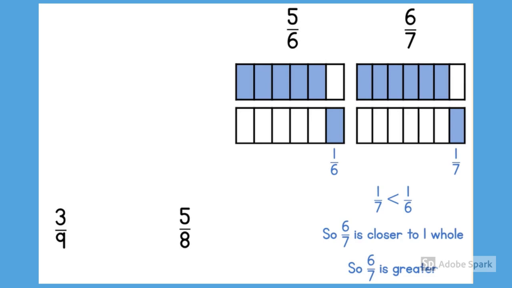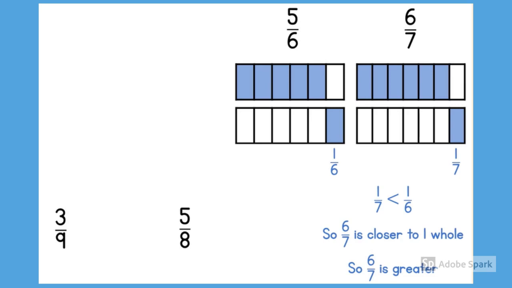So let's compare 5/6 and 6/7. I've drawn a bar model to show this, and we can see that each of the models need one part to make a whole. We can compare a 7th and a 6th, and we know that a 7th is less than a 6th. So 6/7 is closer to being a whole, therefore it is greater.